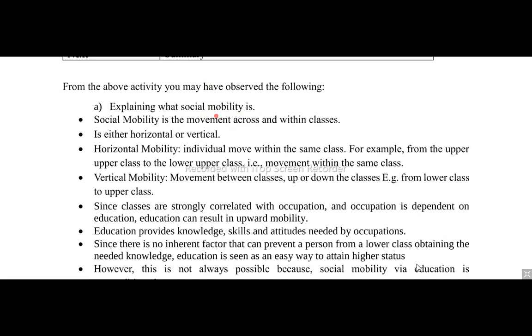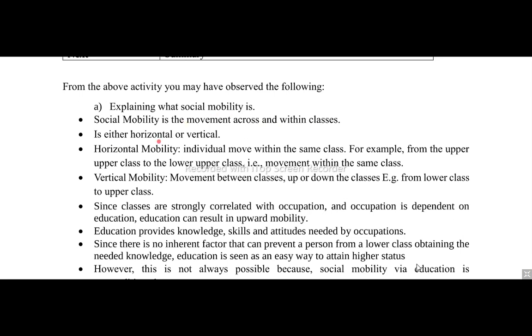Please note that, because I usually get very disappointed when I'm in class teaching this, and then when an exam comes for students to explain what social mobility is, they tell me it is immigration, which is very, very disappointing because those students do not read their notes. They have the notes and they do not read them. So social mobility, the movement across and within classes. We have said the classes are lower class, middle class, upper class. So it is the movement across or within these classes.